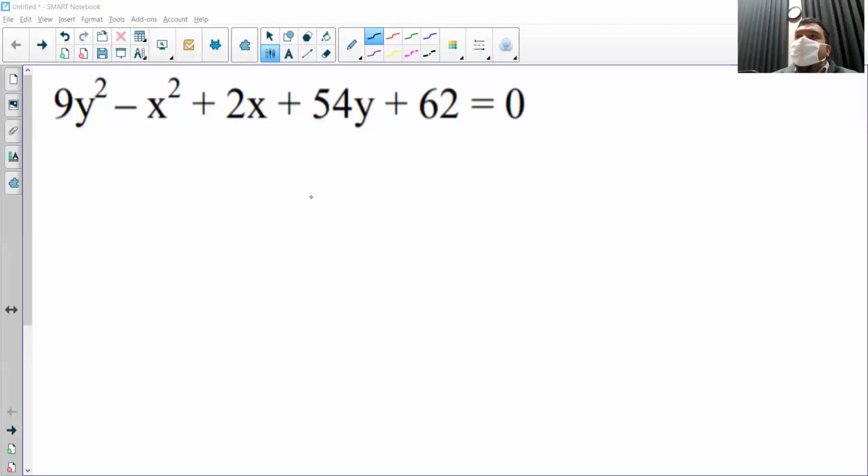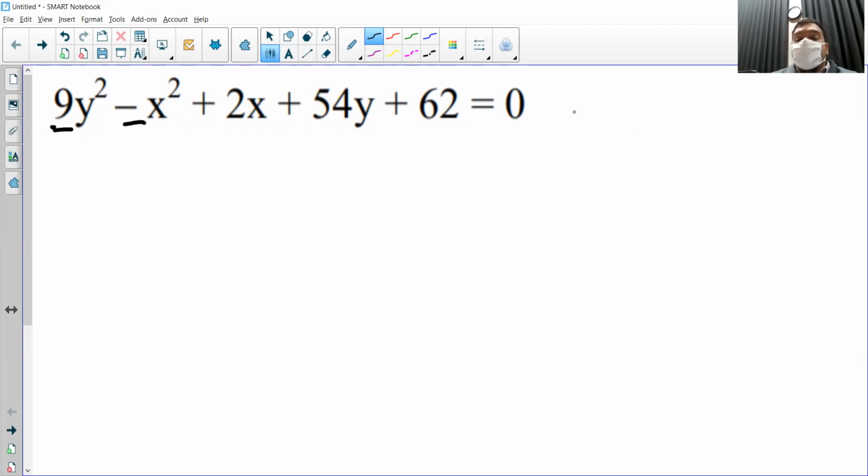Good. So first off, you have to identify what it is before you can do anything. Now I look at here. I have y squared has a 9, x squared has a -1. So they're not equal, so it's not a circle. Because one's negative, one's positive, they'll be negative as a product. So it's a hyperbola.